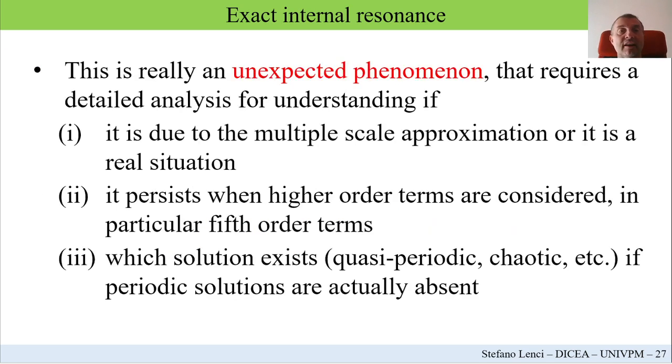And this is really an unexpected phenomenon that requires a detailed analysis for understanding if it is due to the multiple scale approximation or it is a real situation. What I mean is, is it just the mathematical tool we use that fails in this case, or does this behavior really happen in the real system? If it persists when higher order nonlinear terms are considered, for example, 5th order terms, so if it is robust or not, and what happens if it really exists, what happens to the solution, what kind of outcome you can get in that case, quasi-periodic, chaotic, etc.